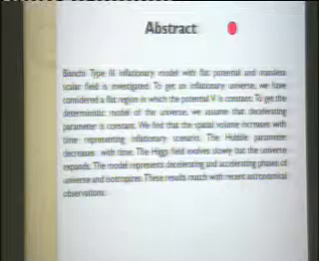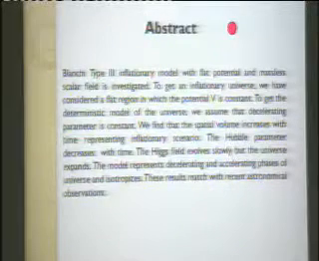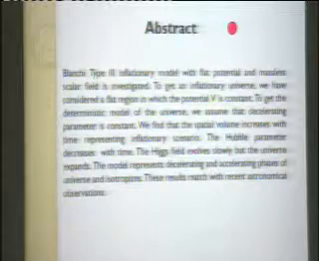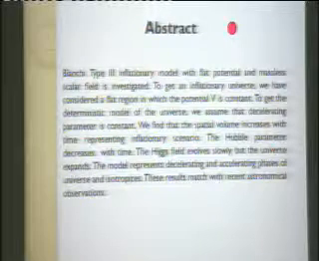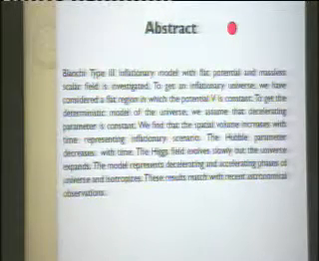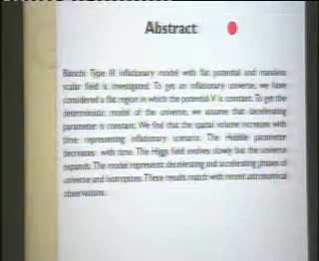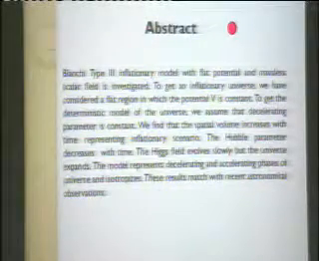Consider the third inflationary model, with a flat potential and a massless scalar field. To get an inflationary universe, we have considered a flat region in which the potential is constant. To get a deterministic model of the universe, we assume that the deceleration parameter is constant. We find that the spatial volume increases with time, representing an inflationary scenario. The Hubble parameter decreases with time and the Higgs field evolves slowly but the universe expands. The model represents decelerating and accelerating phases of the universe and is isotropic. The result matches certain astronomical observations.